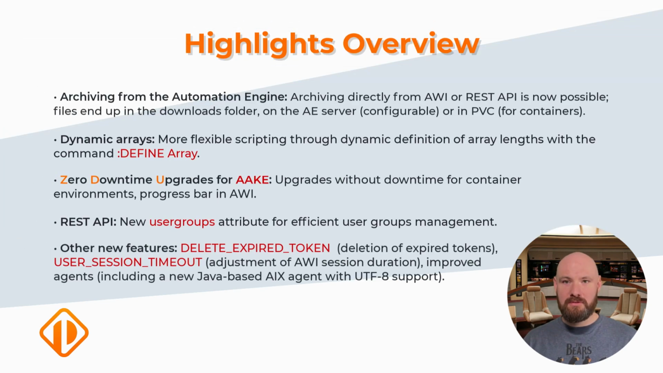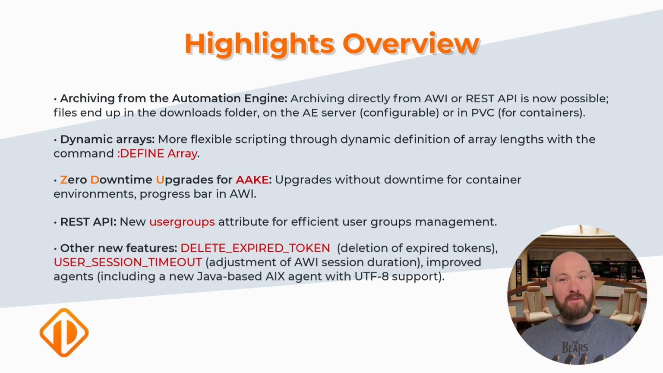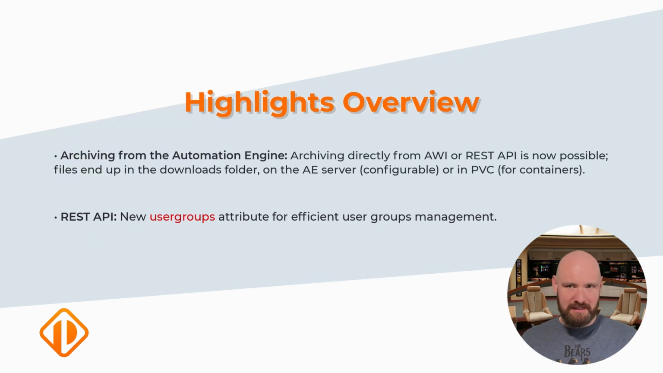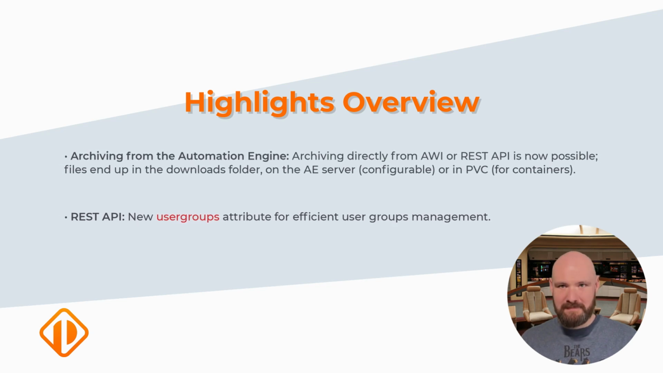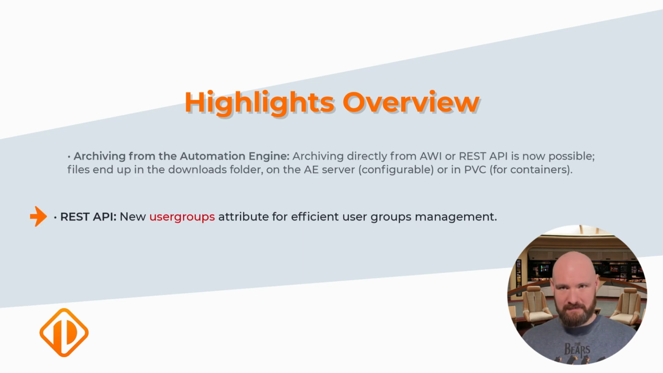That was a brief overview of the version 24.3 highlights. In the next chapter, we will take a closer look at some of the most important new features. In this section, we are going to look in detail at two of the new major features in version 24.3, that is, direct archiving in the automation engine and enhancements to the REST API.